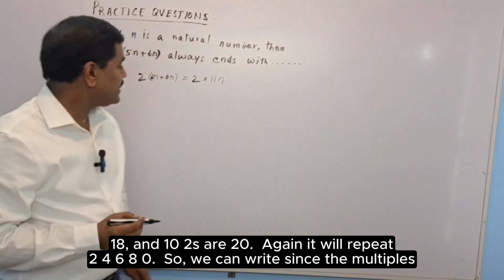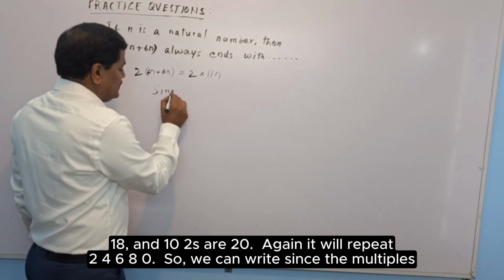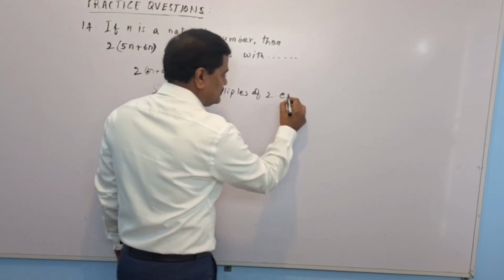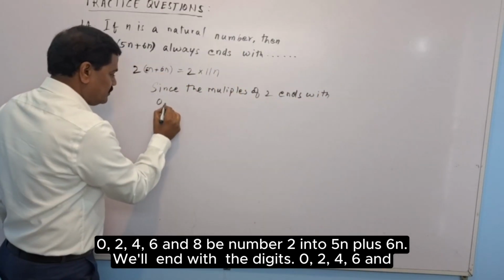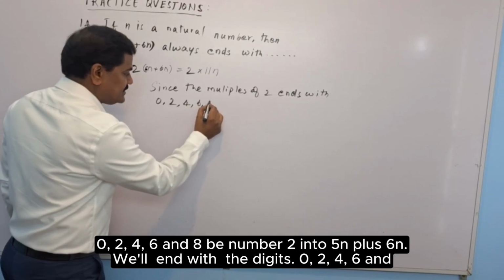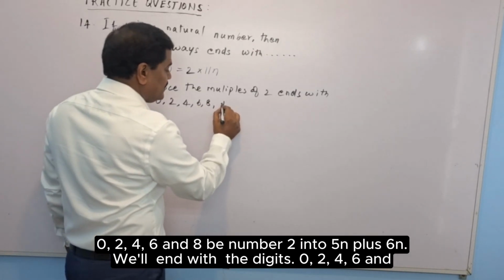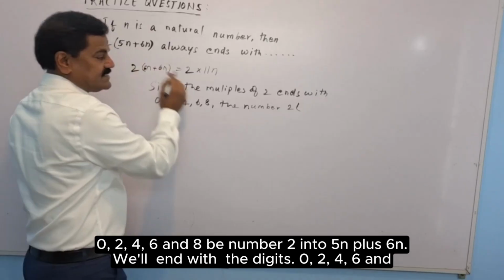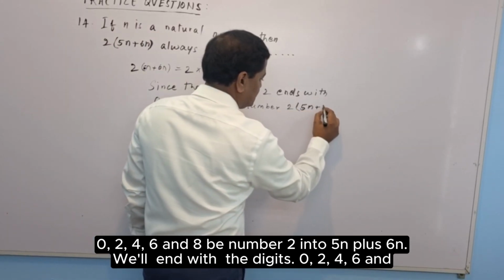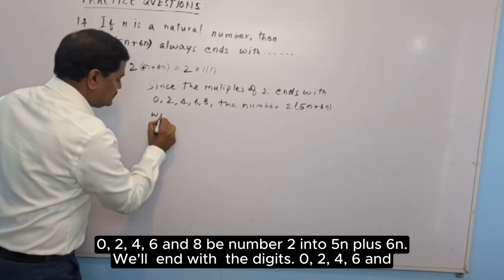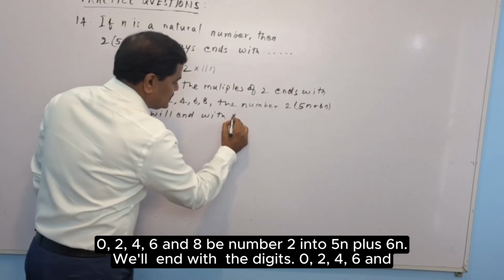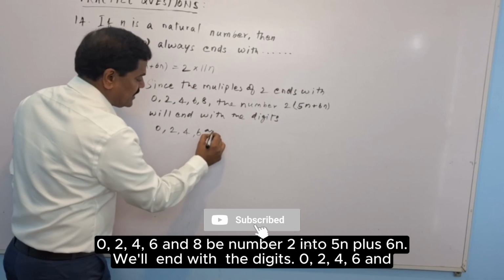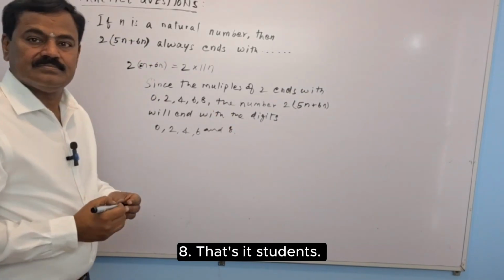Again it will repeat 2, 4, 6, 8, 0, right? So we can write, since the multiples of 2 end with 0, 2, 4, 6 and 8, the number 2 into 5n plus 6n will end with the digits 0, 2, 4, 6 and 8. That's it, students.